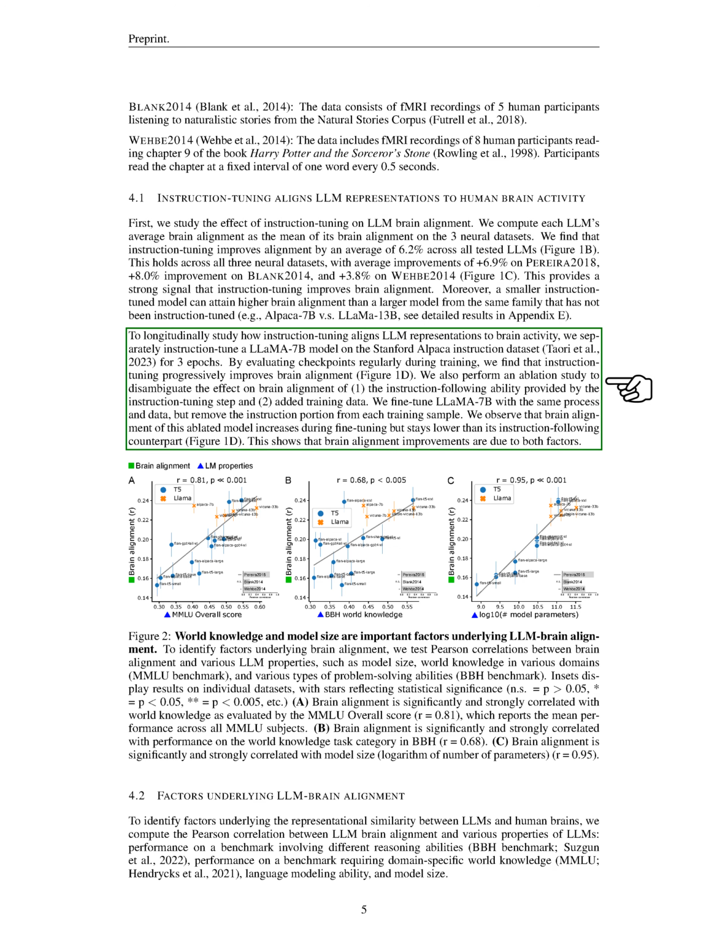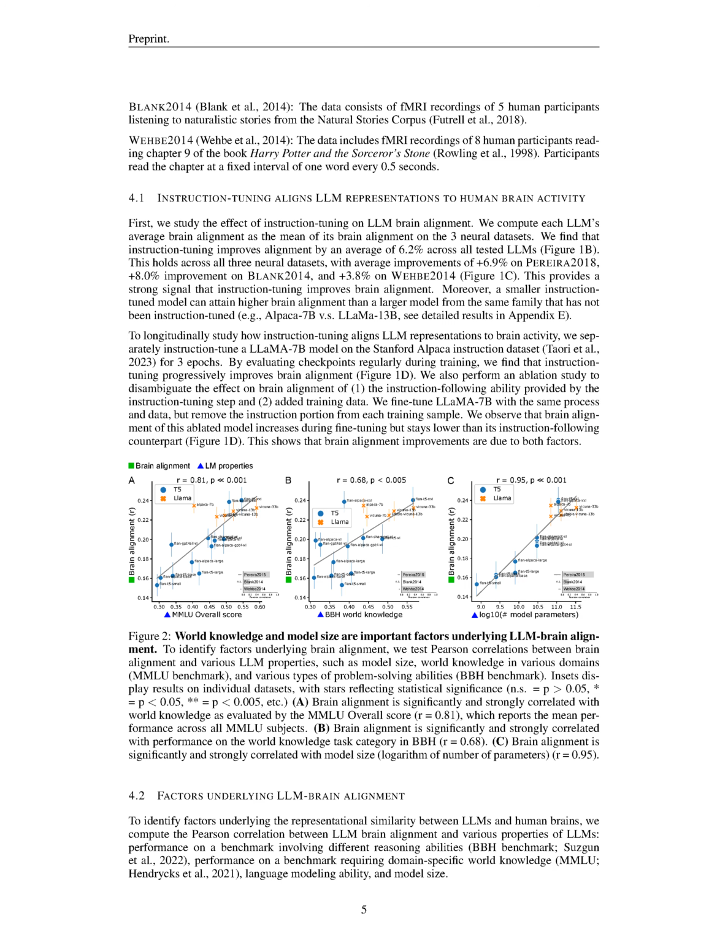To study how instruction tuning aligns LLM representations to brain activity over time, we instruction-tune a Llama model on a specific dataset for 3 epochs. We find that instruction tuning progressively improves brain alignment. We also perform a study to separate the effect on brain alignment of the instruction following ability provided by the instruction tuning step and the added training data. We find that brain alignment of this model increases during fine-tuning but stays lower than its instruction following counterpart. This shows that improvements in brain alignment are due to both factors.